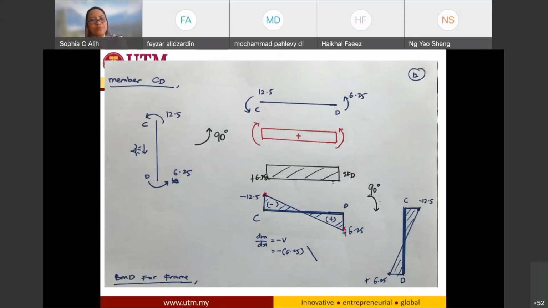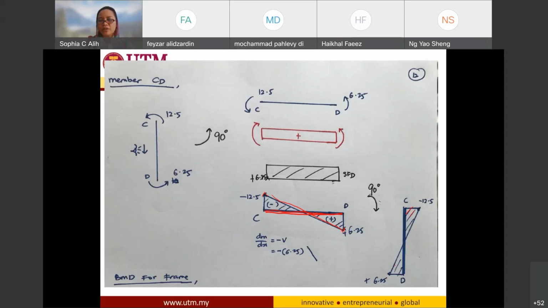There is no change in the middle of both points, and in order for me to know how I'm going to connect them, the slope is going to be dM over dx equal to negative V. V is a positive 6.25 in my shear force diagram, so it's going to be negative 6.25. Negative 6.25 is pointing downward. So this is going to be my bending moment diagram, and this is my reference point for my member CD. If I rotate it back downward like this, I will have my C, negative 12.5, and D, positive 6.25.